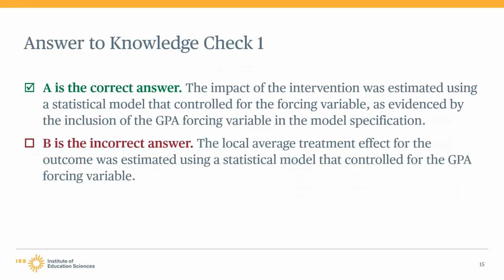The correct answer is A. Based on the information provided, RDD criterion 4A is satisfied because the impact of the intervention on the outcome was estimated using a statistical model that also controlled for the forcing variable. This is evidenced by the inclusion of the GPA forcing variable in the model specification. Thus, this study finding would satisfy RDD criterion 4A.